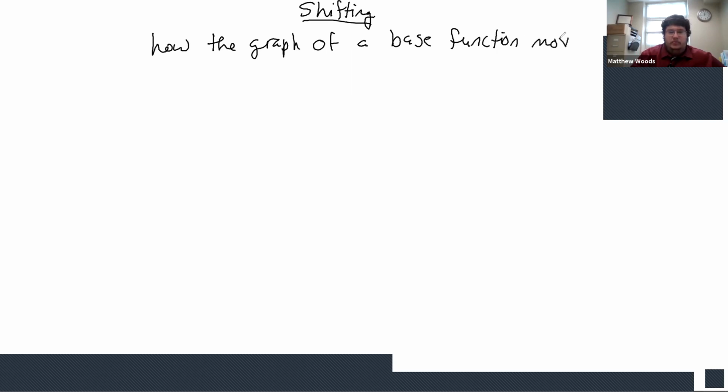We're going to look at shifting in this video. So shifting relates to how the graph of a base function moves. And what that means is we're going to actually move it on the coordinate axis. Another word for this you might hear is a transformation.